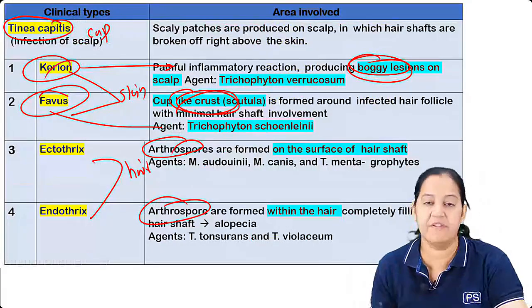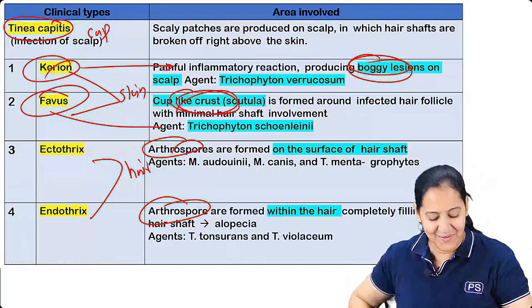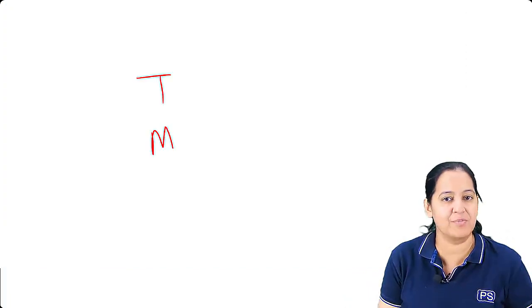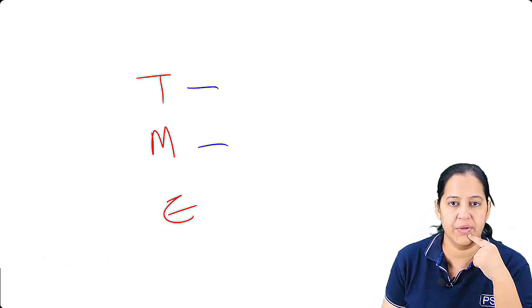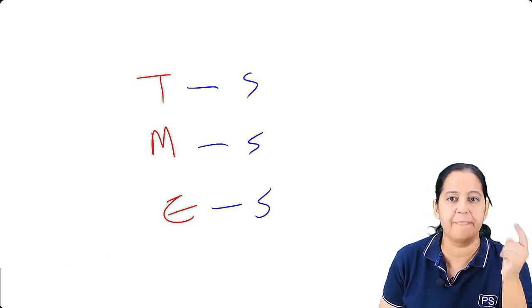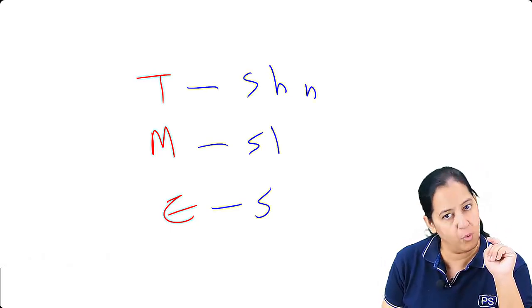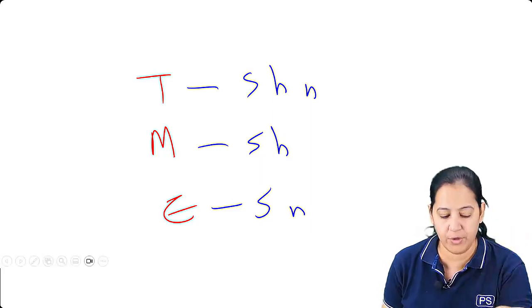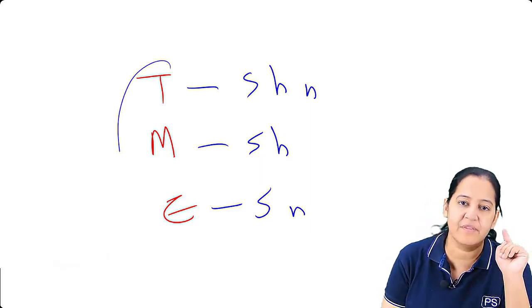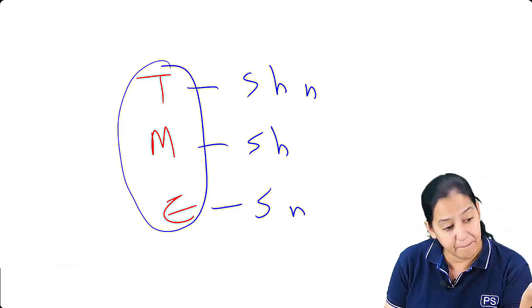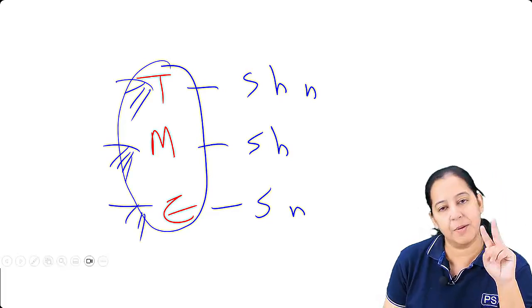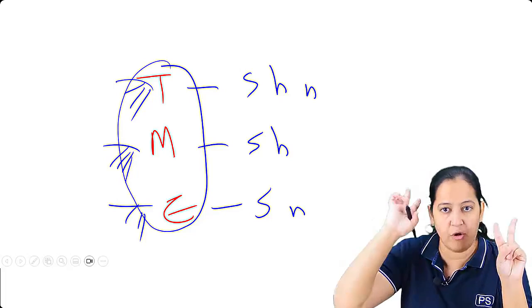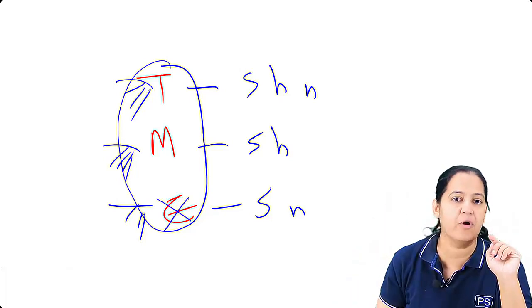Now, what is the causative agent? I told you there are three causative agents: trichophyton, microsporum, and epidermophyton. You can see skin is involved in all three. Hair, hair, and nail: here only hair, here only nail. There are multiple species of T, multiple species of M, and multiple species of E. I'm telling you two diseases of skin and two of hair, so hair ringworm cannot be caused by epidermophyton.